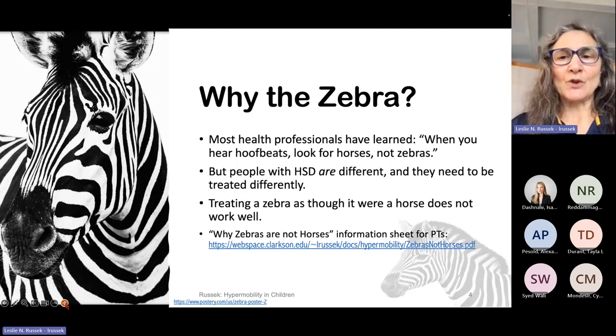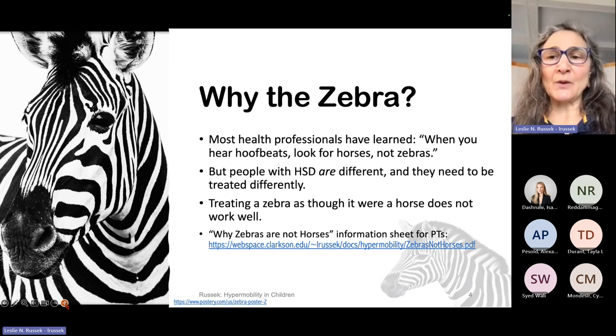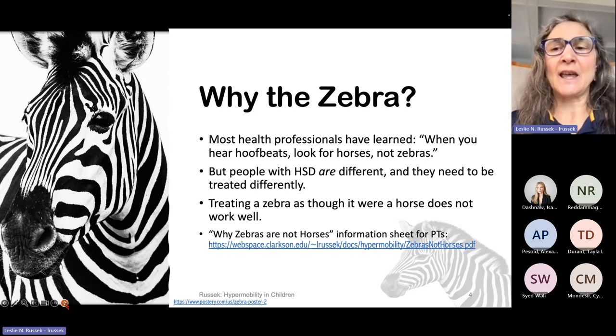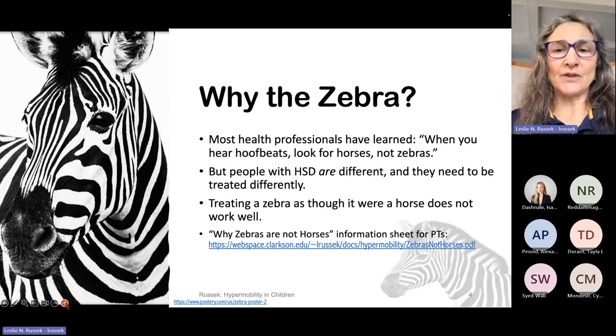So why the zebra? Most of us learned in school when you hear hoofbeats, look for horses, not zebras. So common things are common. And while that's true, people with hypermobility are different and we need to recognize that they are different and how they're different. This has led to a lot of confusion and suboptimal treatment in the past. And so we'll be talking about how people with hypermobility are different from non-hypermobile people today.